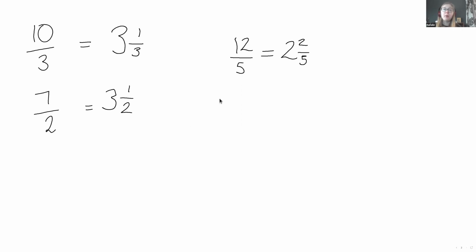Don't panic if you're not following this. It's quite tricky to get. It does take a bit of practice. Why don't you have a go at one? So if I had, let's go 17 sevenths.